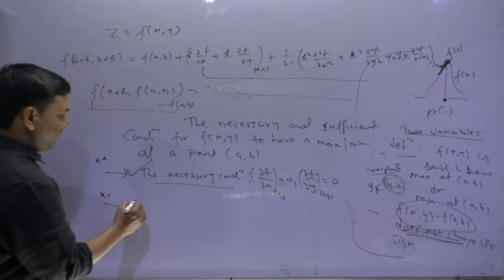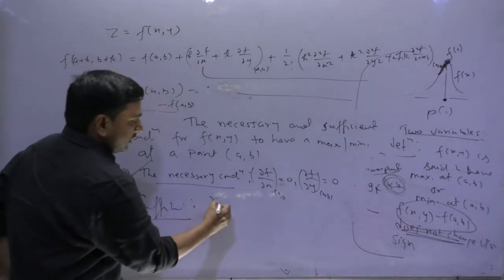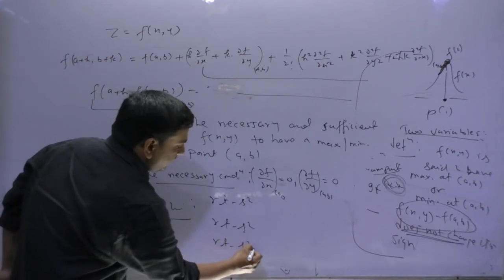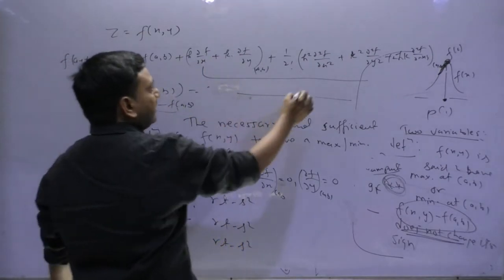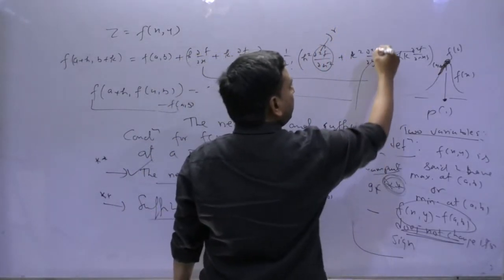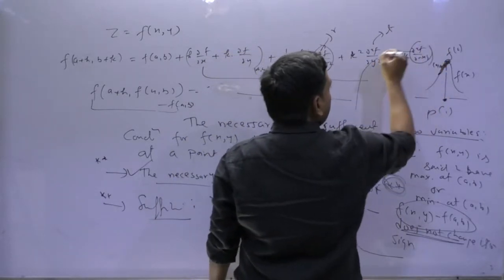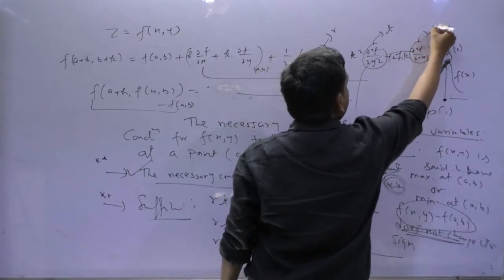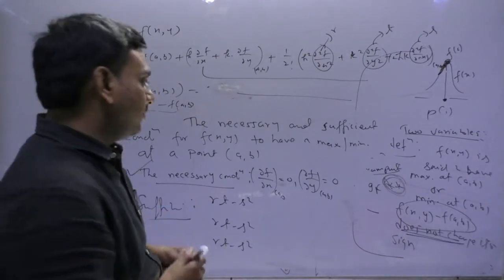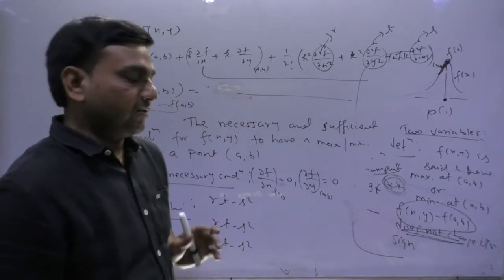Clear? Sufficiency. So sufficiency comes from rt minus s square. What is r here? ∂²f/∂x² at the point a comma b. What is t here? ∂²f/∂y² at the point a comma b. What is s here? ∂²f/∂x∂y at the point a comma b, where at a comma b these first order partial derivatives are 0.